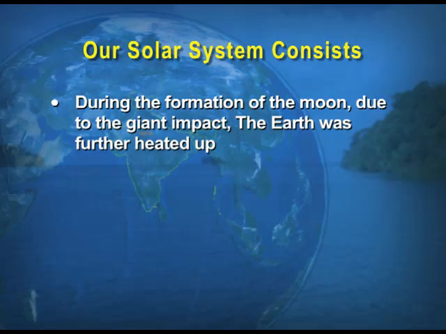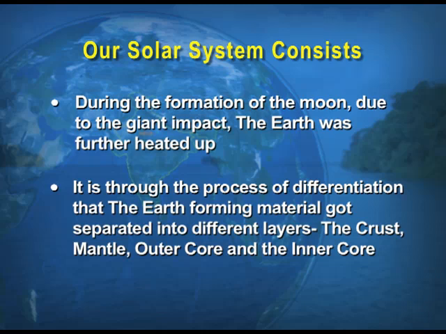With the passage of time, it cooled further and solidified and condensed into smaller size. This led to the development of the outer surface in the form of the crust, and later on these outer spheres started to cool down and the interior ones are still hot and gaseous. During the formation of the moon, due to the giant impact, the Earth was further heated up. It is through the process of differentiation that the Earth forming materials got separated into different layers: the crust, mantle, outer core and the inner core.